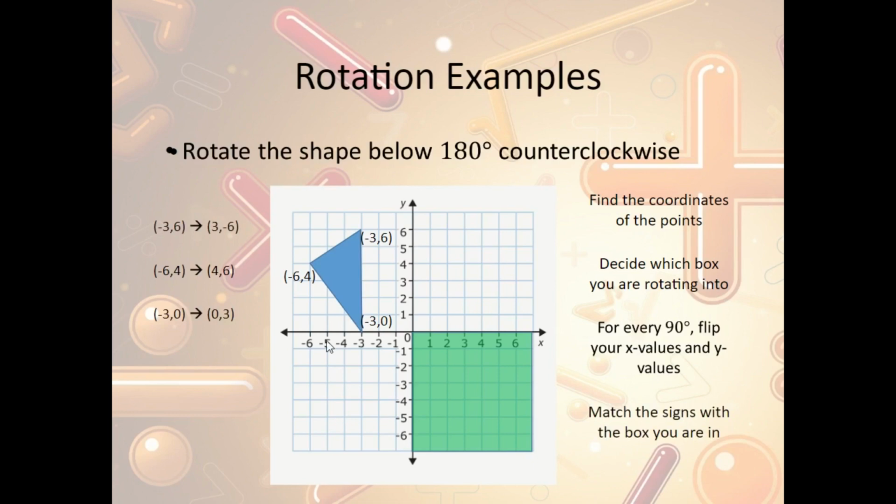And then now we need to match the signs. So over here we have positive x's and negative y's. Then we plot each of those points and draw in our triangle. And notice now it's a perfect rotation.